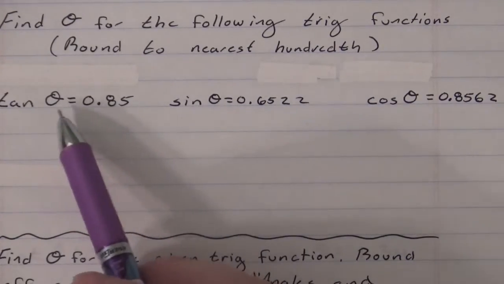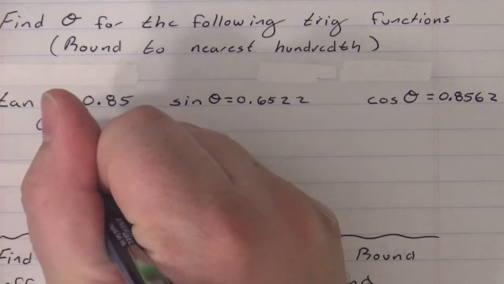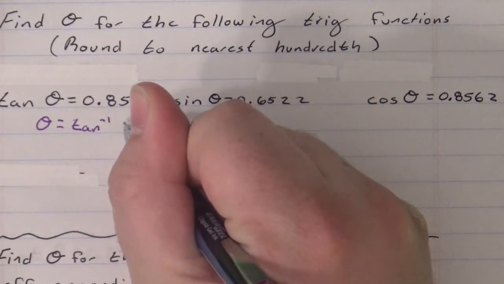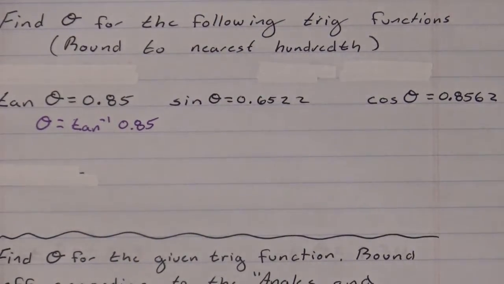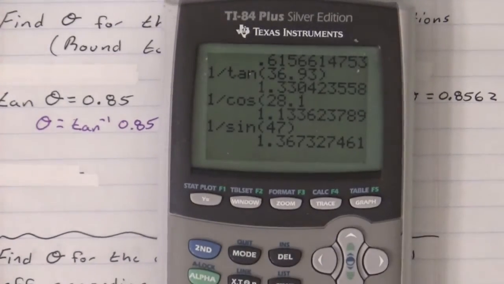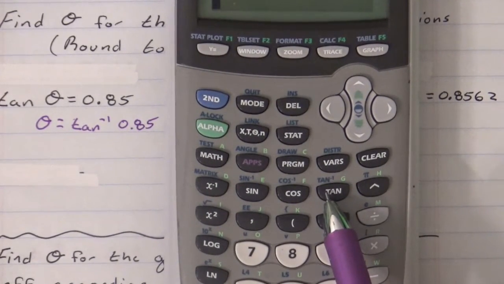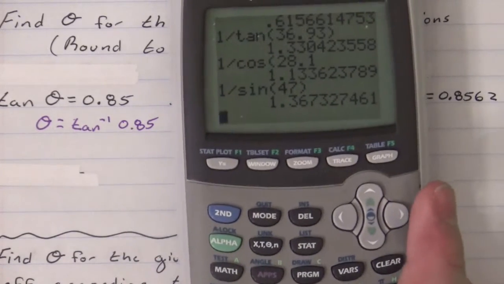So really, in order to find theta, I'm going to say that theta is equal to the inverse tangent of 0.85. That's really all this is. Well, how do I do that? Calculate time. So let's look at our calculator again. You have tangent, and just above tangent you see tan with a little -1 sign. It means inverse tangent.